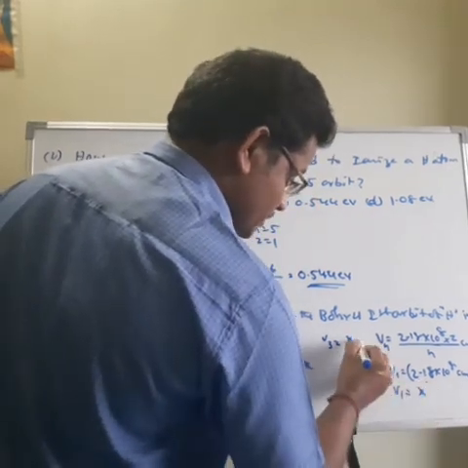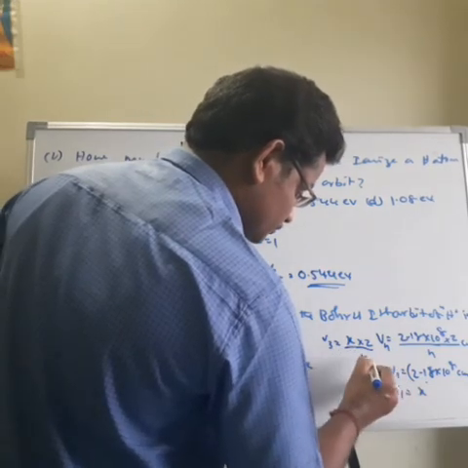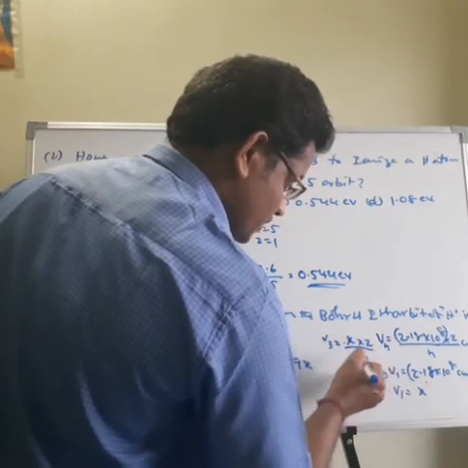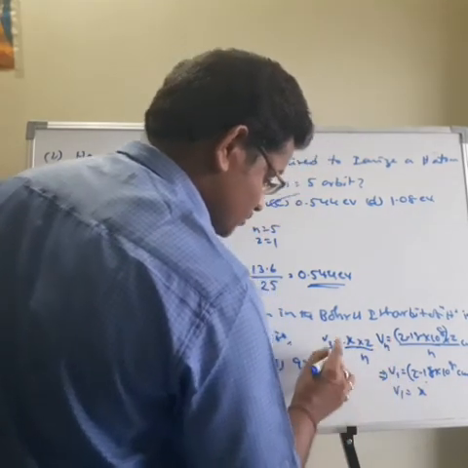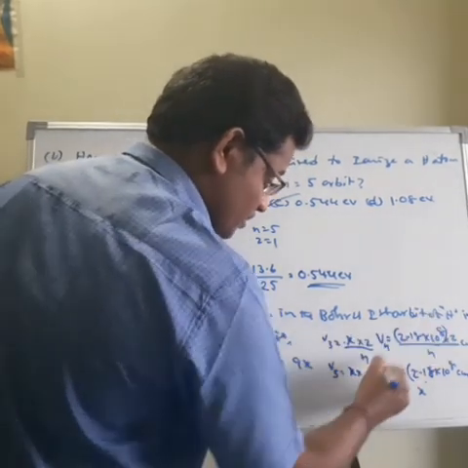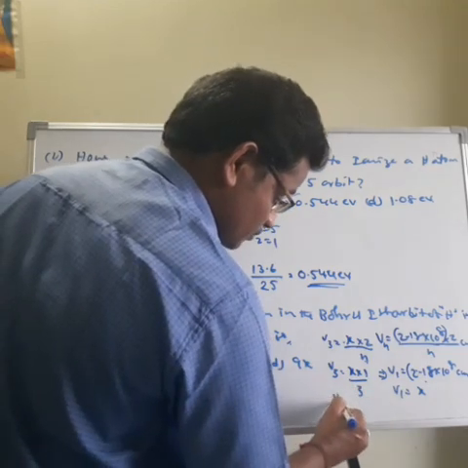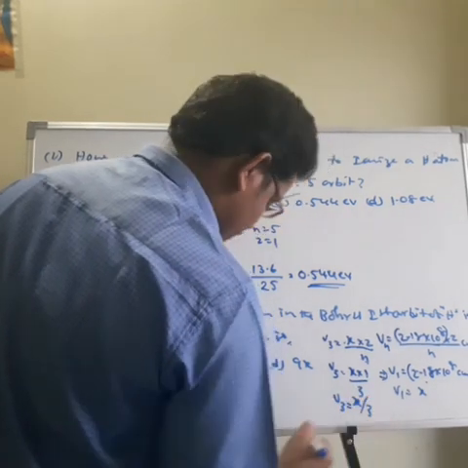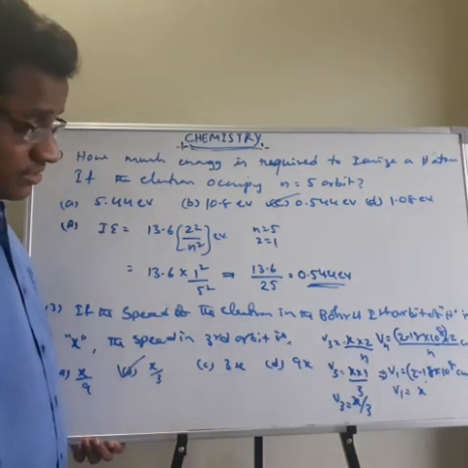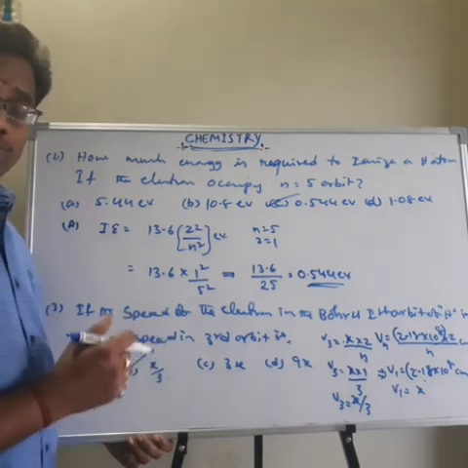The formula is the same, x into Z by n, because the total value for the first orbit is x. So V3, the velocity of the electron in the third orbit, equals x into Z by n, with Z equal to 1 for hydrogen and n equal to 3. So V3 equals x by 3. That is the velocity of the electron in the third orbit of the hydrogen atom. So this is about the concept. Two more concepts are left in this class.